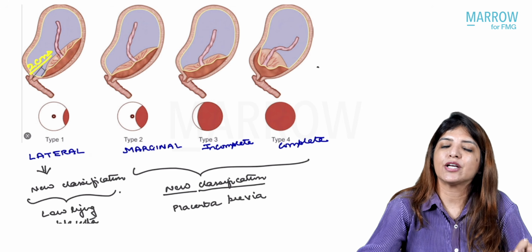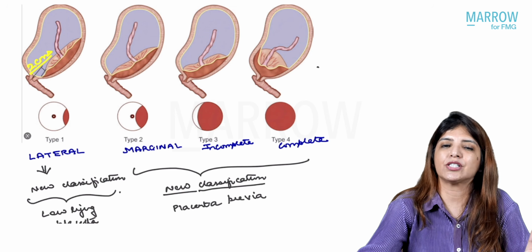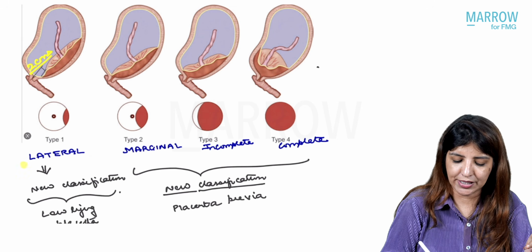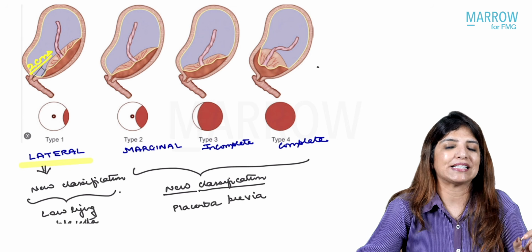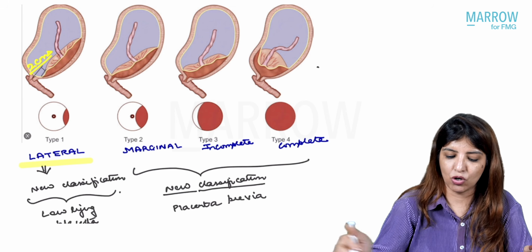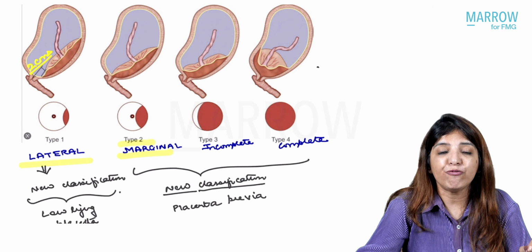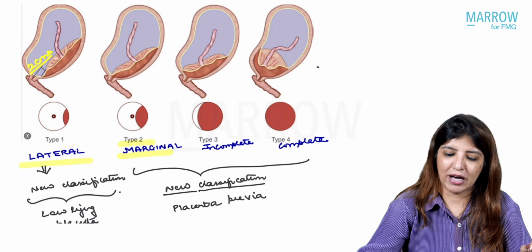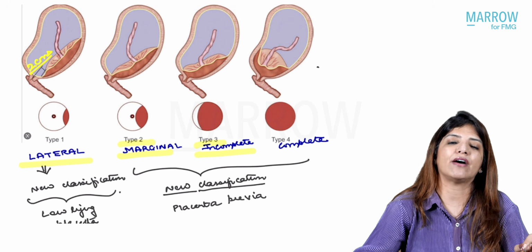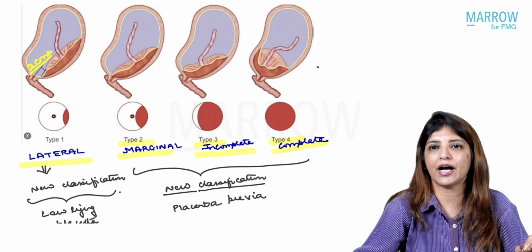So if placenta is within 2 centimeters of the os, but it is not reaching the os, then that is type 1 placenta previa, which is also called lateral placenta previa. Then if the edge of the placenta touches the internal os, that is type 2 or marginal placenta previa. If placenta covers the internal os partially, that is incomplete or type 3 placenta previa. And if it covers it completely, then that is type 4 or complete placenta previa.